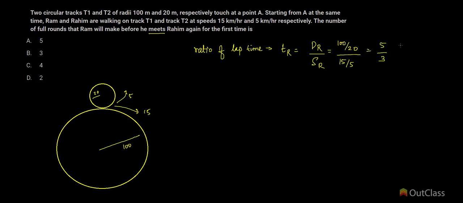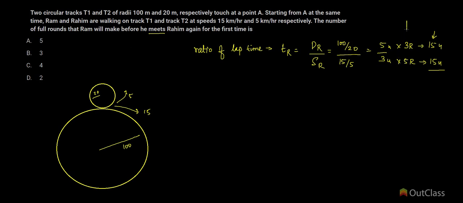The lap time ratio is 5:3. Ram takes 5 units of time, where Rahim takes 3 units of time. What that 1 unit is, I don't know, and I don't care. What we need to understand is, if he does 3 rounds, he is going to take 15 units of time. If he does 5 rounds, he is also going to take 15 units of time. And this is the first time that they will meet, because 15 is the LCM of 5 and 3.